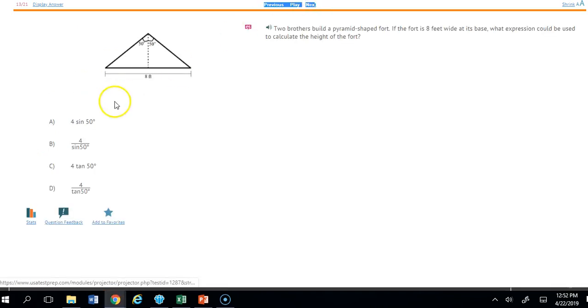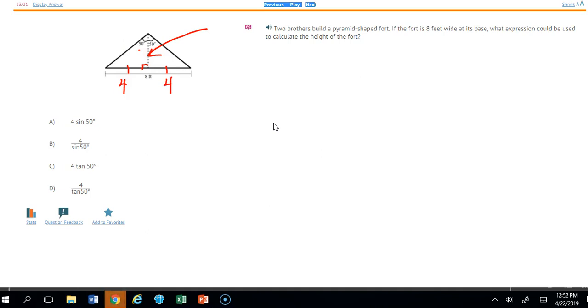Our next one says, two brothers build a pyramid-shaped fort. The fort is 8 feet wide at its base. What expression could be used to calculate the height of the fort? The first thing I notice is that I have the same angles up here, 50 and 50. That means that that is an angle bisector, which means it's a perpendicular bisector. Because it's a perpendicular bisector, I'm looking for the height, and that's this right here. I notice immediately that that's 4 over there and 4 over there.